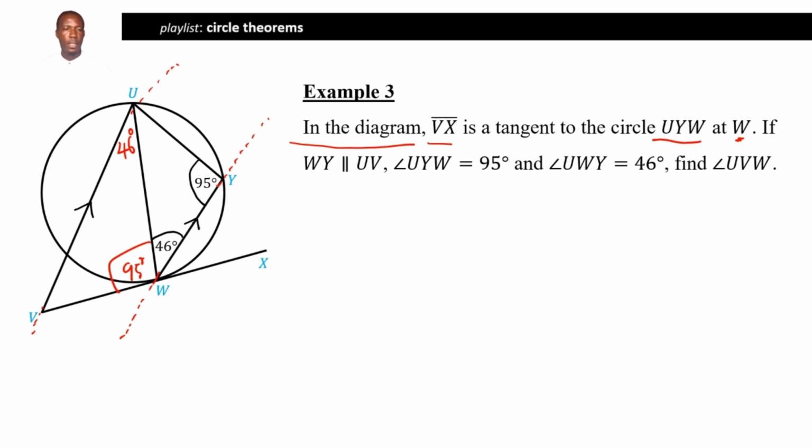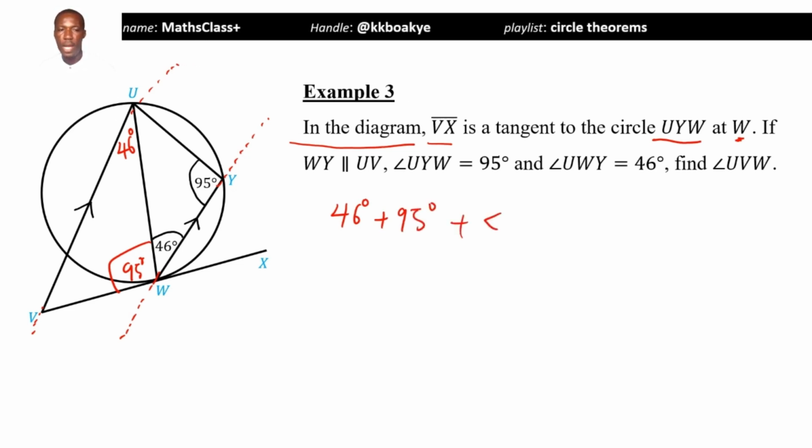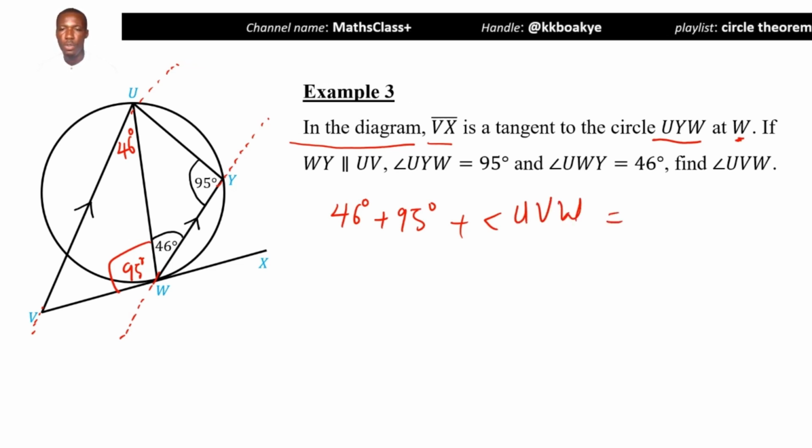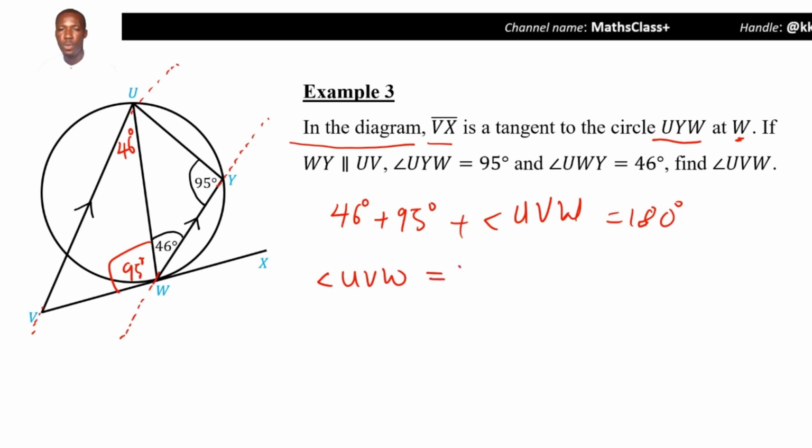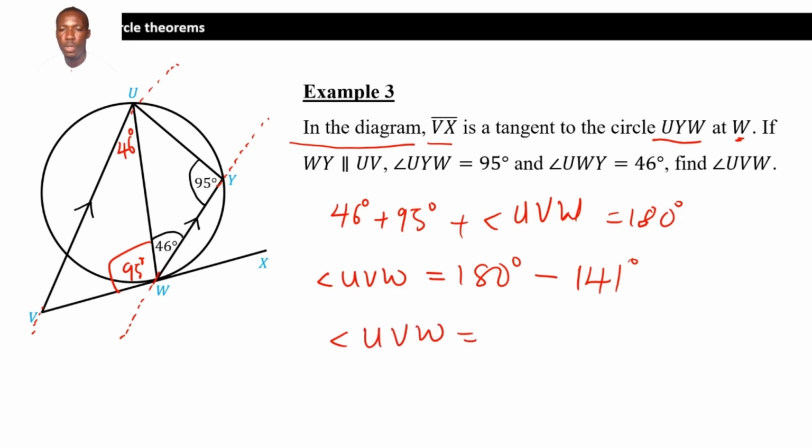With that, we can say that 46 degrees plus 95 degrees plus angle UVW, which we are looking for, is equal to 180 degrees. So our angle UVW is equal to 180 degrees minus 141 degrees. And so that angle UVW is equal to 39 degrees.